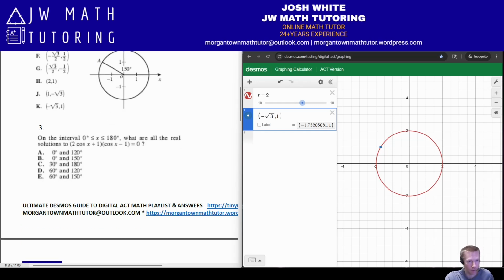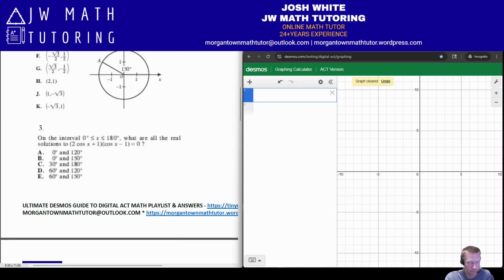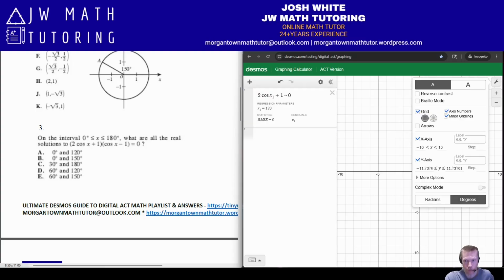All right, scrolling down to the bottom, question number 3 here. You have an equation that has some trig functions in it. There are multiple ways that you could do this one. One way is you can literally just type the equation in by taking the first factor, setting it equal to 0. Notice you do need to be in degree mode.